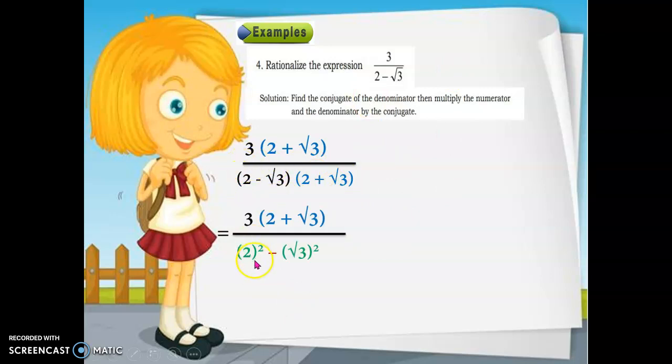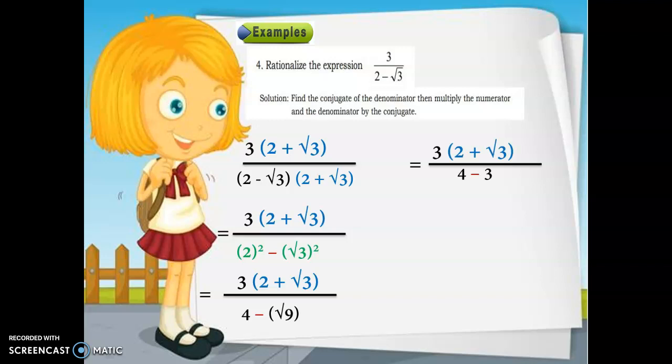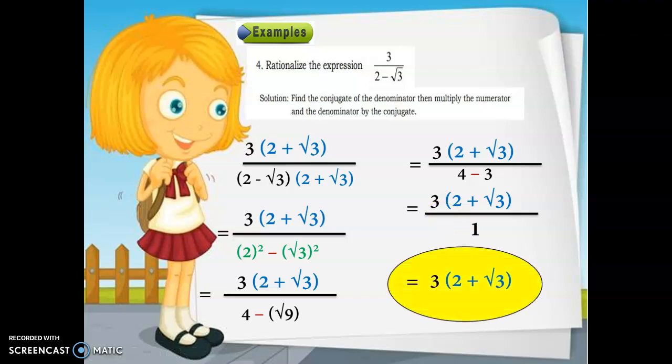So, ayun. First term. Ito yung second term. So, 2 times 2 is 4. Square root of 3. So, magiging 9. No? Ayan. Diba? So, square root of 9 is a perfect square. So, yan ay magiging 3. So, 3 times 2 plus square root of 3. Hindi po natin pwedeng i-multiply because they are different. So, over 4 minus 3 is 1. So, the final answer is 3 times 2 plus the square root of 3.